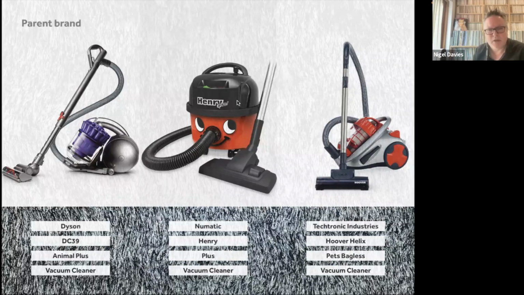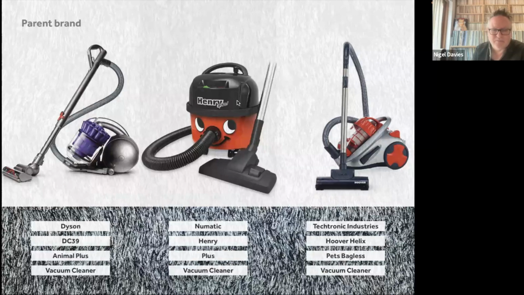And they have a parent brand, so Dyson, Pneumatic, Technotronic. And the parent brands have a different sort of relationship. This goes back to the brand architecture. You can see that Henry is an endorsed brand, and the Pneumatic brand, which you may see in other things, isn't that well known. Everyone knows the Henry. Whereas the Hoover Helix, no one really knows Technotronic Industries, and they don't want you to know Technotronic Industries because Hoover is such a famous name.